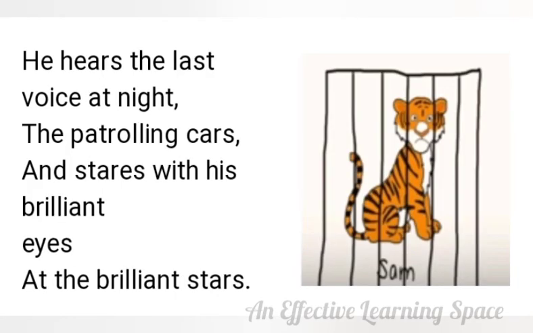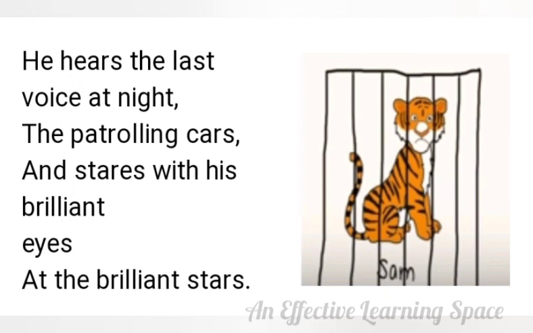Okay. Now we see the last stanza. He hears the lost voice at night, the patrolling cars, and stares with his brilliant eyes at the brilliant stars. The poet says that in the night, the tiger hears the sounds of the patrolling cars. Patrolling cars are the vehicles of police, which are used to guard at night. So in the night, the tiger hears the sounds of these cars. Then he stares at the shining stars with his shining eyes.